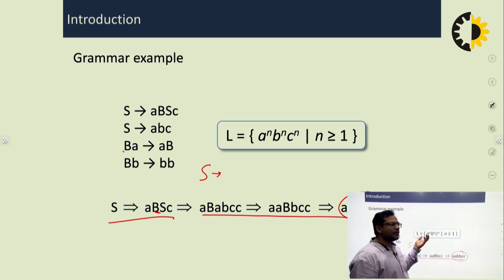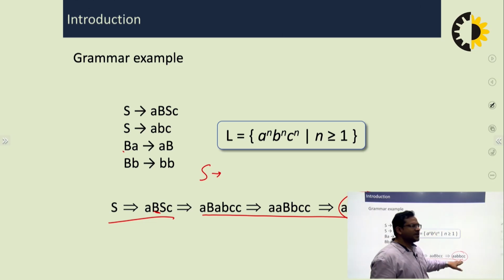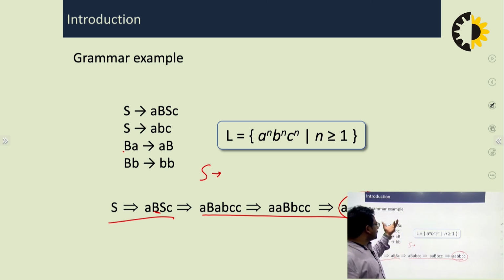If we take the value of n equal to 2, you can see a to the power 2, b to the power 2, c to the power 2. So this is the string you can generate from these productions.